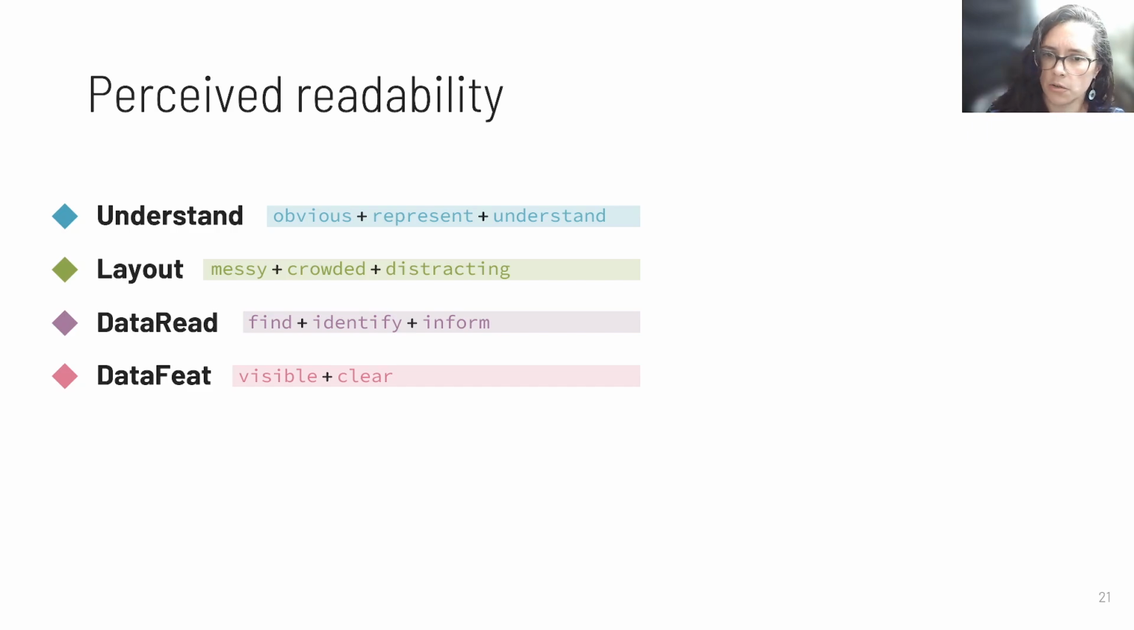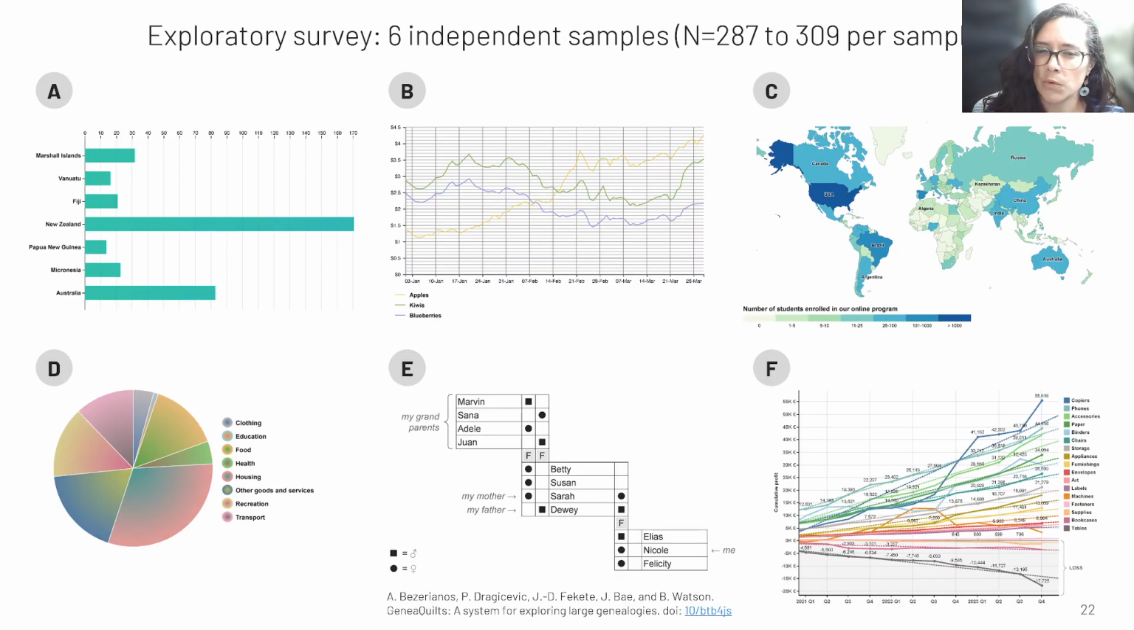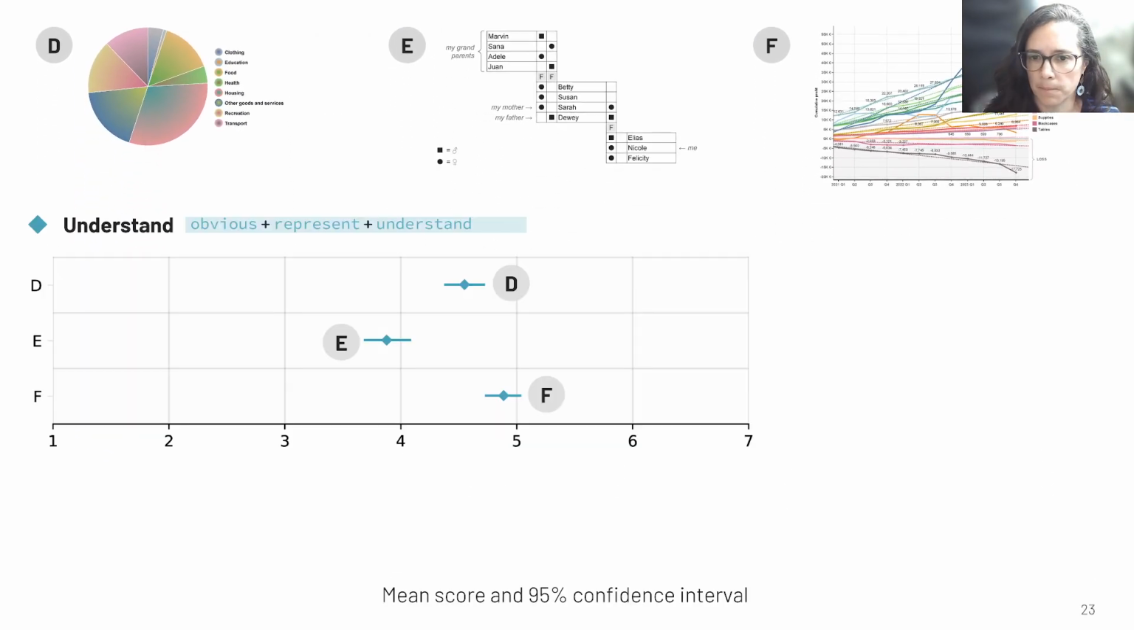For example, in our exploratory study, we used 6 images, for which we varied the type of complexity of the data and the canonical effectiveness of visual encodings. We also included another type of visualization, image E, to account for the effect of visualization literacy in readability. I'm going to focus on the result for stimuli D, E, and F briefly.